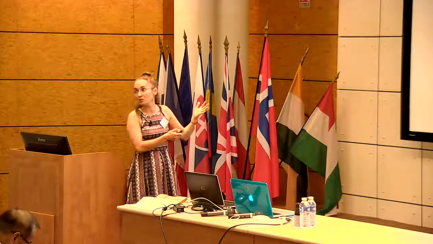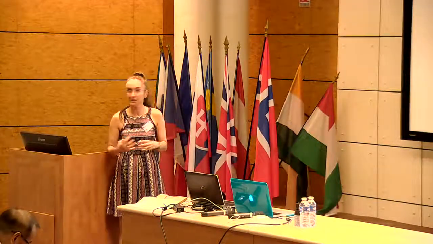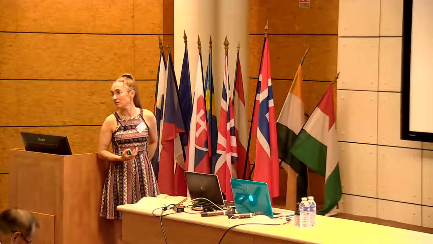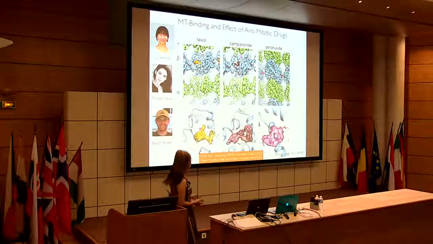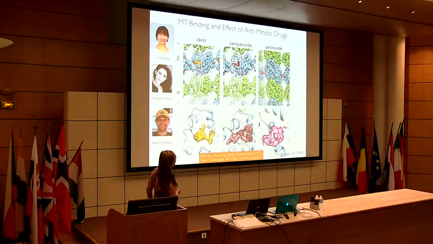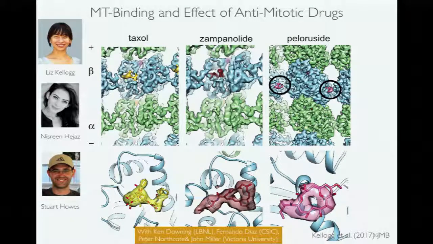Because in the crystal structures, they are in the context of these inhibited, non-polymerized structures. And remember, these bind to microtubules and stabilize microtubules. So I'm just going to talk about this one, pellurocyte, because it's interesting. This is a view from the outside, and I hope you see that it's binding between protofilaments. And given that it binds to protofilaments, the question was, does it bind to the seam?